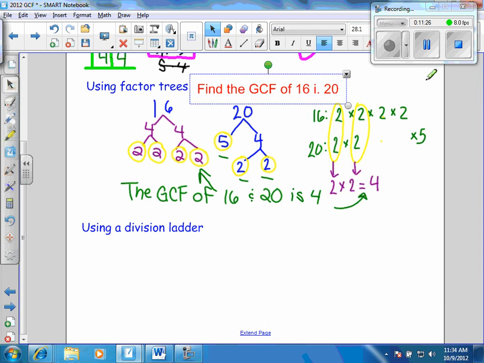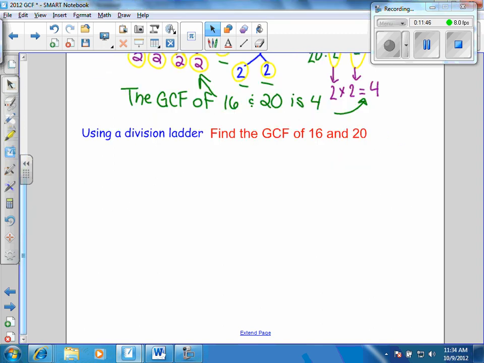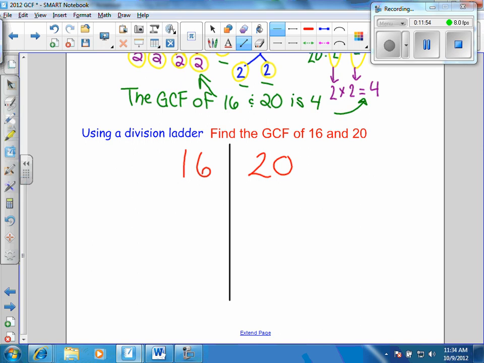Oh, look at what that recognized. Not quite my writing. My writing wasn't perfect. So same question with the division ladder. Watch the division ladder. It's really neat. You take 16 and you take 20 and then just draw a line right down the middle and then draw a box like that, or sort of like a table. It's kind of like a T table.